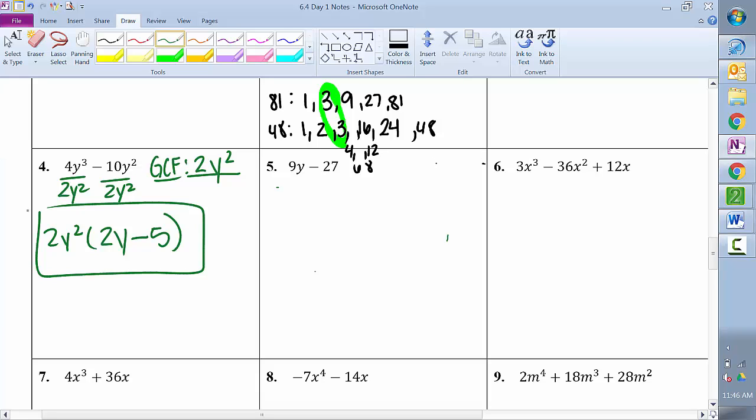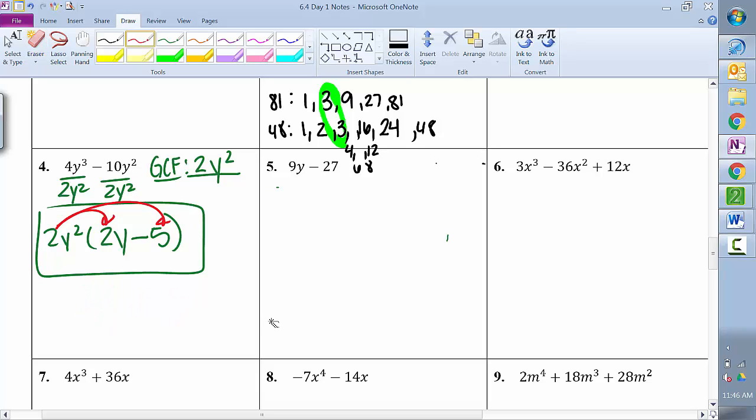And the great way to check your answers, it's super cool. Like if you really want to know, did I do this right? You can distribute and you should get the same answer, right? 2y squared times 2y is 4y cubed. 2y squared times negative 5 is negative 10y squared. Crazy. That's what factoring is.